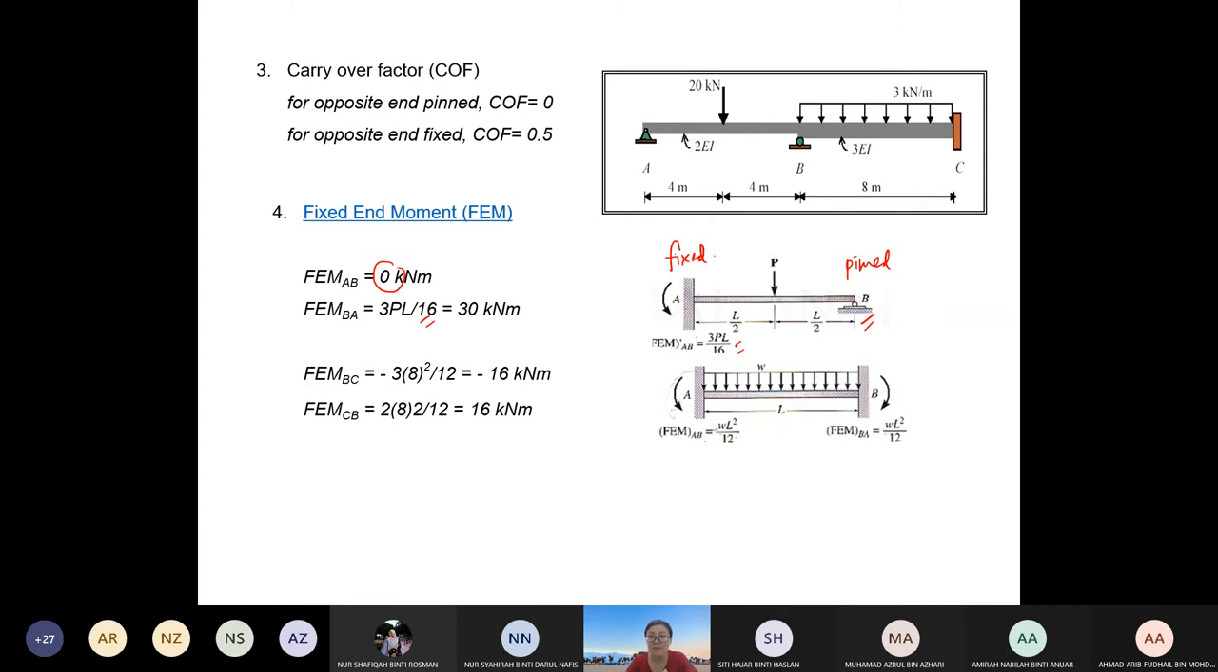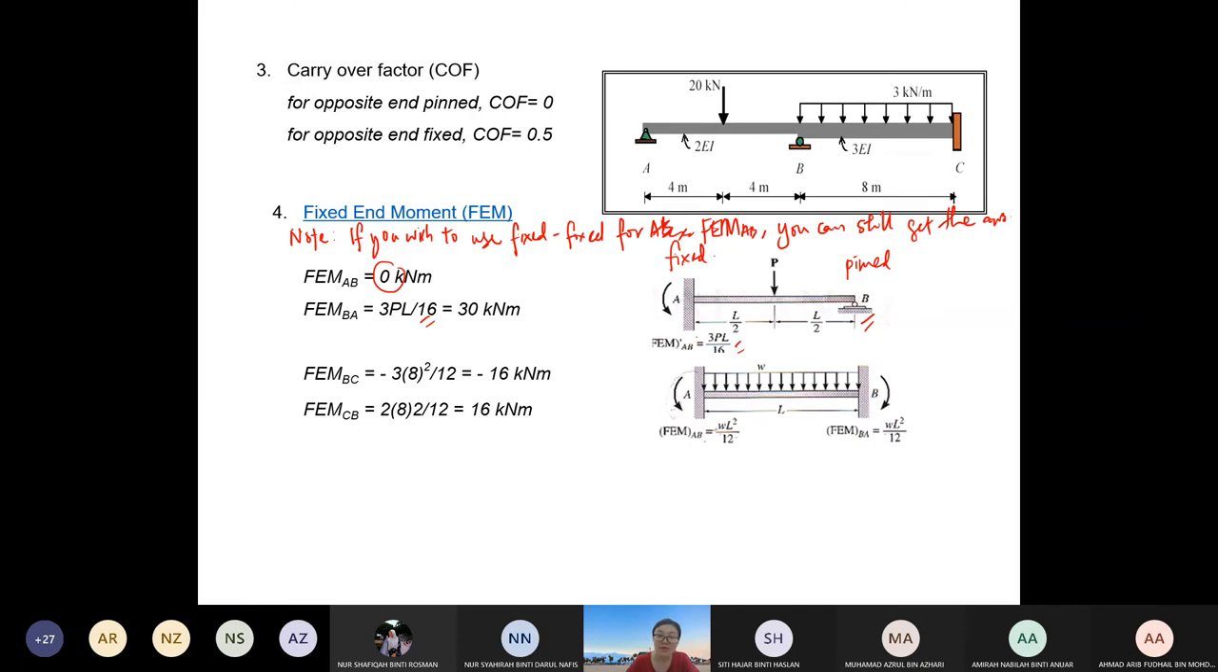But if you want to remain with fixed condition for member AB, there is no problem. I need to put some notes here. If you wish to use fixed for AB, fixed end moment AB, you can still get the answer. It's okay if you still want to continue with fixed for the fixed end moment, even for the pin-fixed condition.